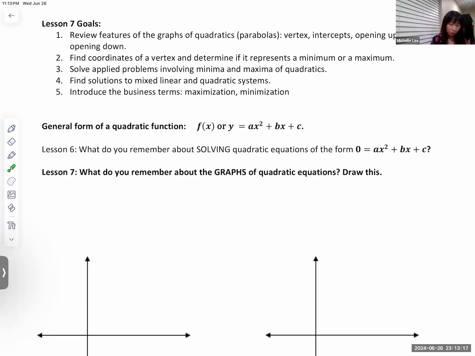What do you remember about solving quadratic equations of the form 0 equal to ax squared plus bx plus c, right? The general form. So we solve by factoring, and we solve by the quadratic formula. The last one was take the square root, right?